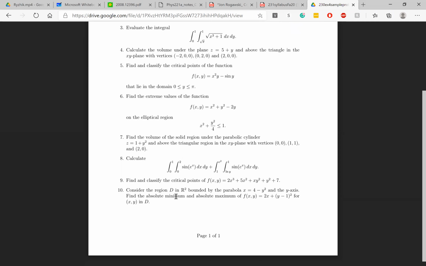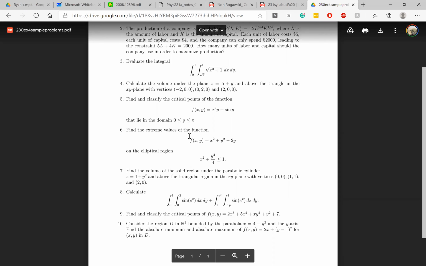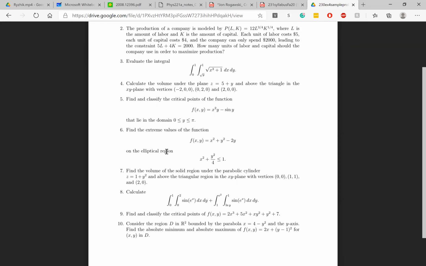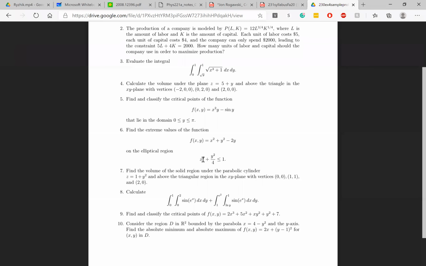9, and 10. For example, in problem 6, they want us to find the extreme values of this function on the elliptical region. In the interior, you can use what we learned last time, but on the boundary, you can either break the boundary up into 2 and do what we did before, turn this into a single valued problem, or we can use Lagrange multipliers in this example. So that's basically what we'll be doing next time.